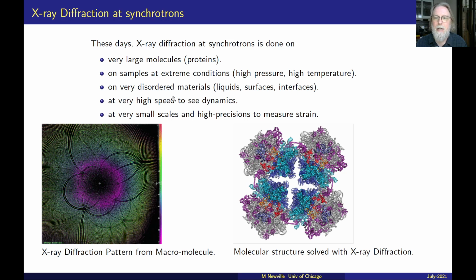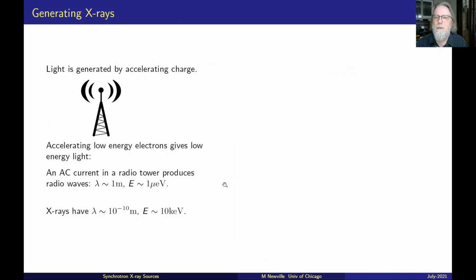It can also be done at very high speed to see the dynamics of crystals changing in real time. And it can be done at very small scales at high precision to measure strain, for example. So here are common modern X-ray diffraction patterns and the structures that can be solved with them. Really remarkable methods for that.